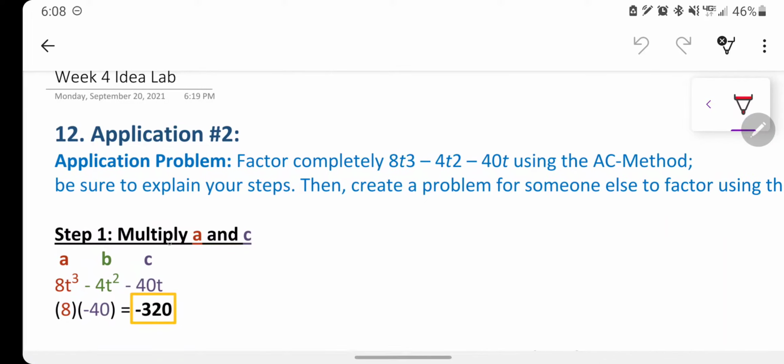Step 1 is multiply A and C. As you can see here, I color-coded each of these values to correspond with the A, B, and C. So, we are going to grab A, which is 8, multiply it by C, which is negative 40, and we will get negative 320. Now that we know this, we're going to carry it on to step 2.